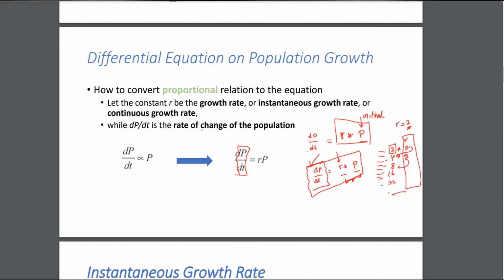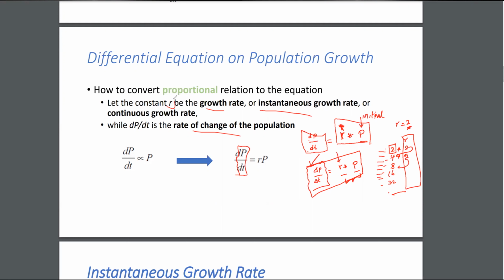So change of rate, rate of change of population, and the growth rate R, those are two different things. This is the growth rate, or the rate, that is the changing rate of the value. And this is actually the instantaneous rate of change. So these are two different values. Don't get confused with these terms. There are so many terms.